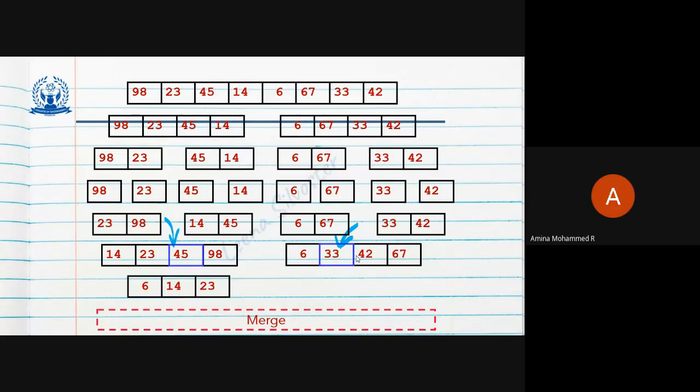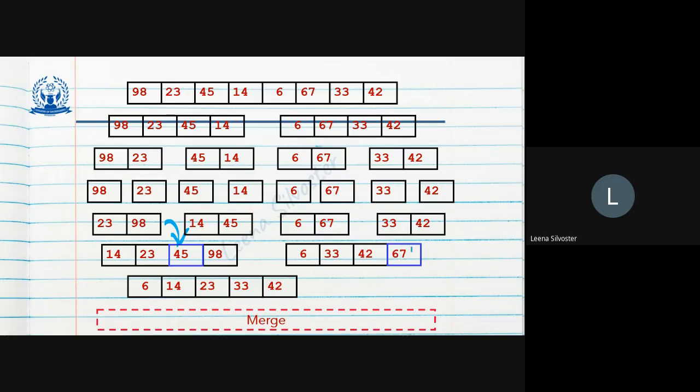Yes, 33 is moved. So we had used 33. So pointer will be moved to 42. And here pointer is at 45. Okay, tell me what's the next step? Compare 45 and 42. Smallest is 42. Move 42. After moving 42, what is the next?